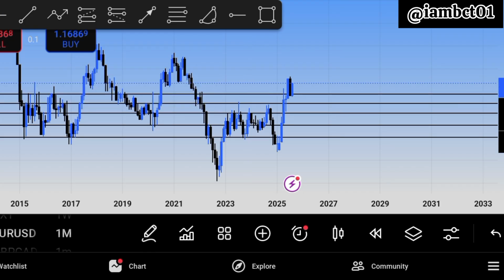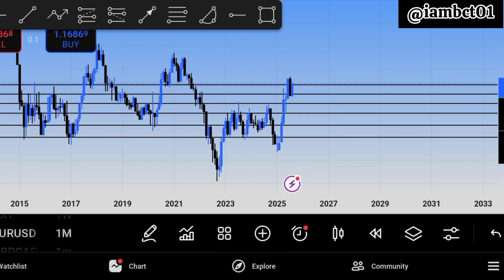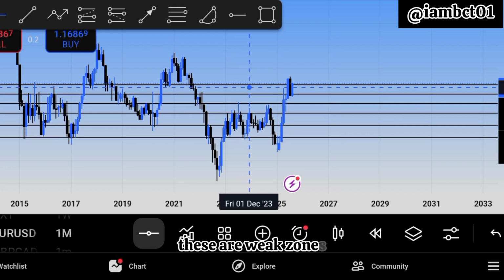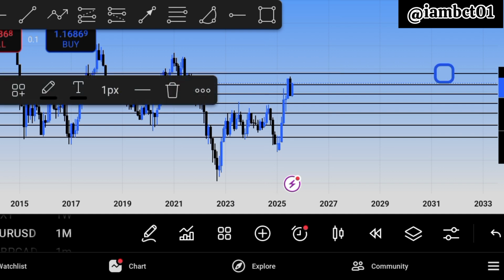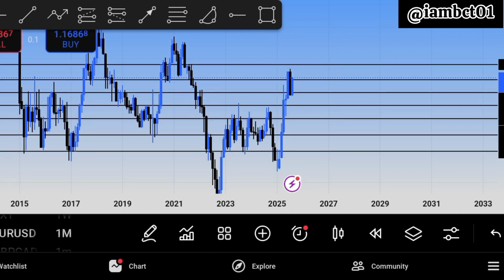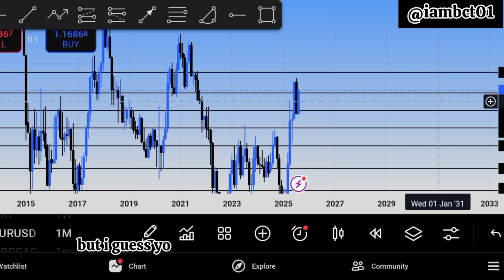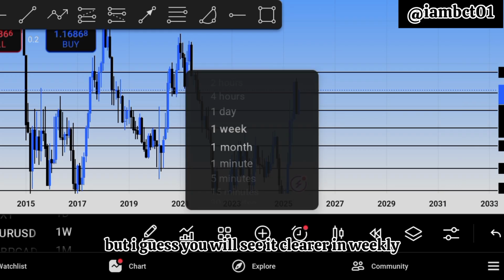So this is where price reacts, and then here again, before there another place. These are weak zones, and then here again. There is something in this zone, but I guess you're going to see it clearer in the weekly and daily time frame. And there is something in this zone as well, but you're going to see it clearer in the weekly and daily time frame.